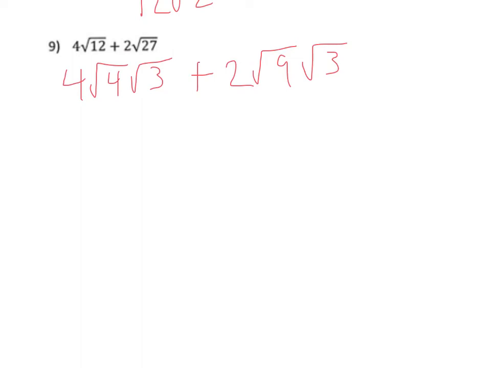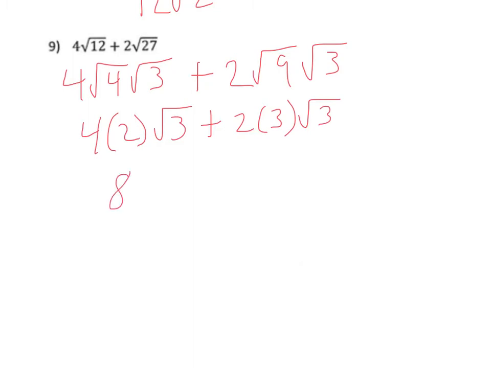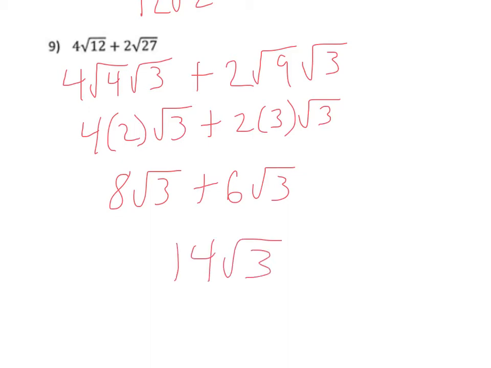When we simplify here, we get 4 times 2 times a radical 3 plus 2 times 3 times a radical 3. So an 8 radical 3 plus 6 radical 3. So an 8 plus 6, we get 14 radical 3. Alright, moving on.